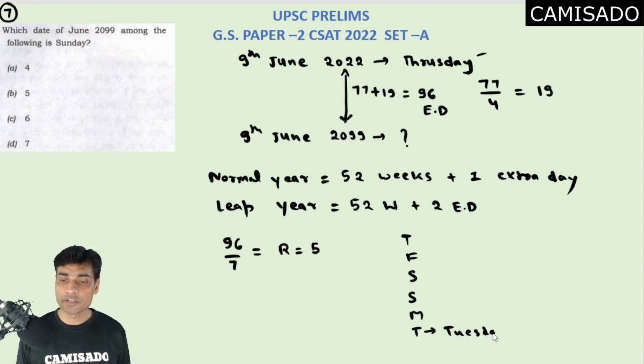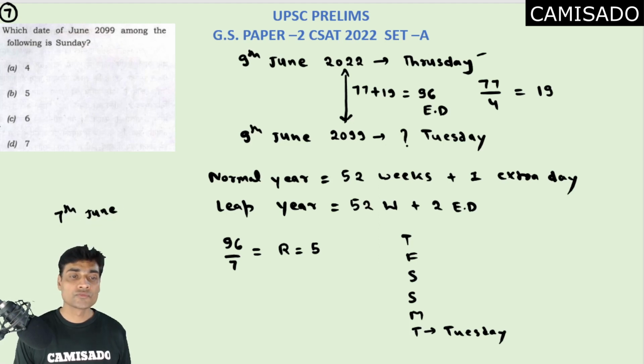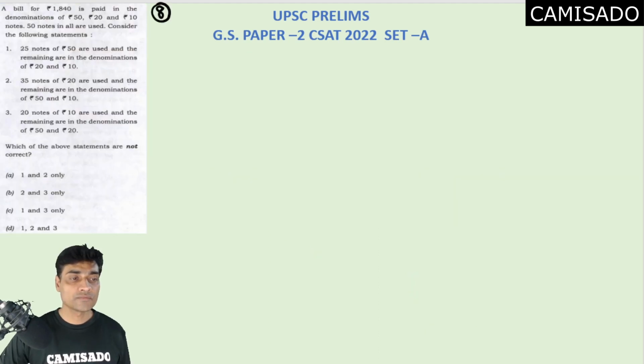5 extra days accordingly. So on 9th June we have Tuesday. So when we will have Sunday in June, starting date? 2 days back is Sunday, means on 7th of June. So it's the correct answer. 7th June is Sunday.